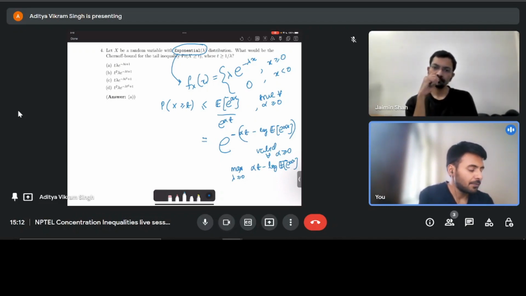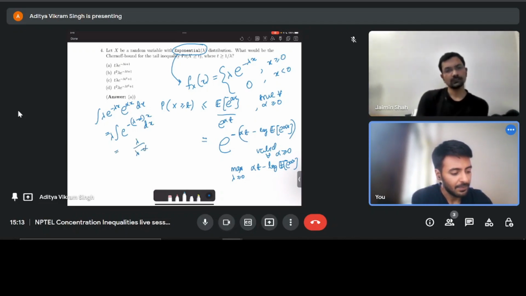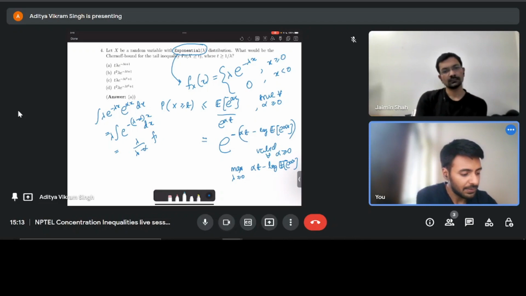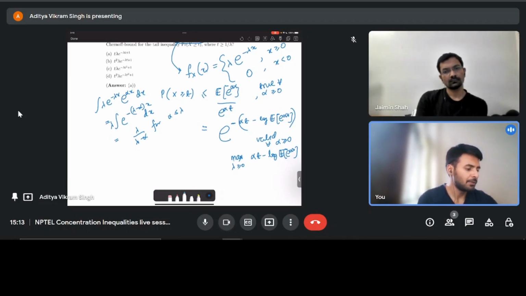Okay, so we need to find this log moment generating function, and for the exponential it's very easy. This is the PDF, and we want to find the expectation of e power alpha X, the integral of lambda e power minus (lambda minus alpha) x dx, which is lambda by lambda minus alpha, for alpha less than or equal to lambda. This moment generating function exists only for some alpha, but we are okay with that because this inequality holds for all alpha greater than or equal to 0.